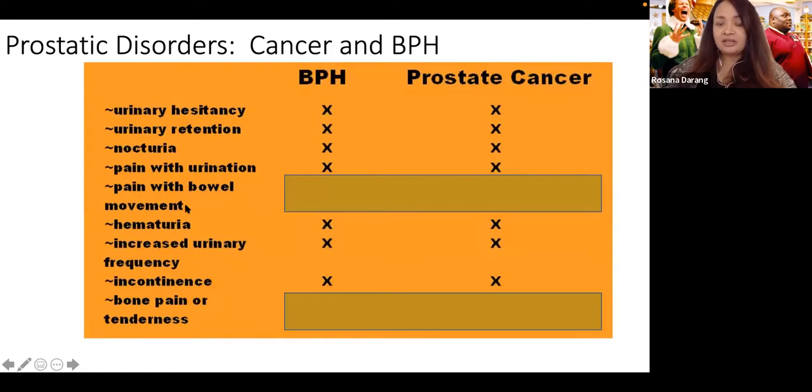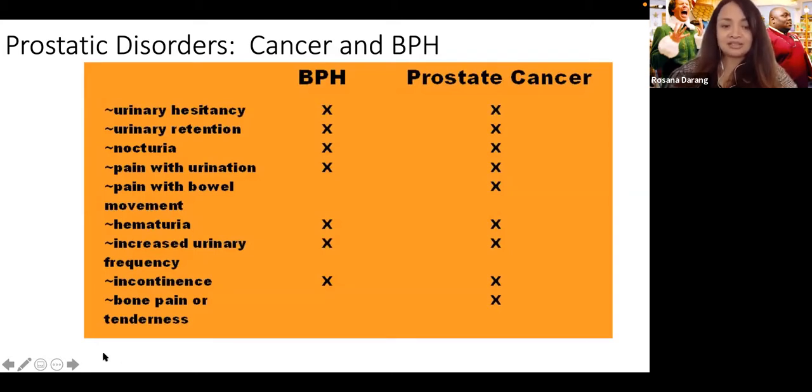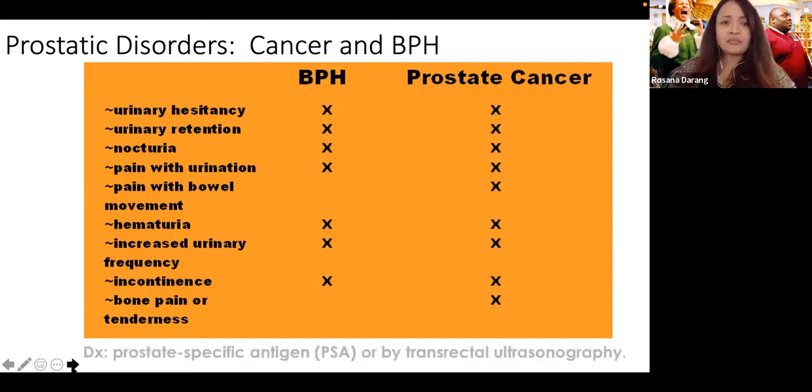However, when there is pain in bowel movement, that would be more of prostate cancer, okay? Because that could tell us that the cancer has spread to a proximal organ, which are the bowels. When there's bone pain or tenderness, that's also prostate cancer because we can expect that the cancer has already spread to the bone, it has metastasized. So that would be the difference between the two.